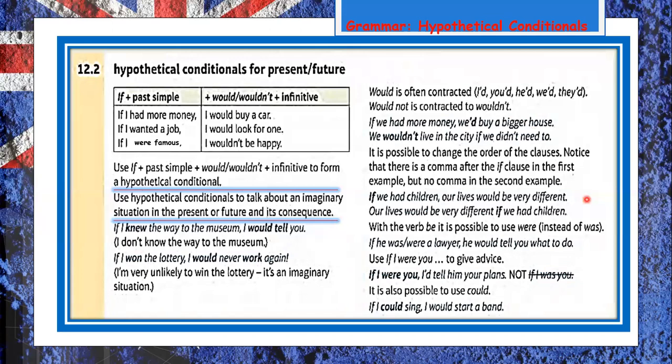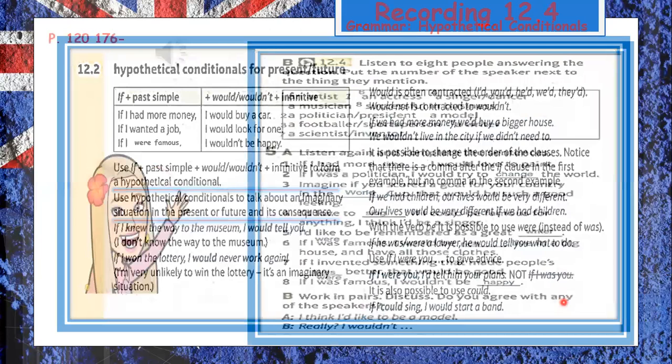With the verb to be, it is possible to use were instead of was. For example, if I were a lawyer, I would tell you what to do. If I were you, is used when you want to give advice. For example, if I were you, I'd tell him your plans, and don't use was. It is possible to use could. If I could sing, I would start a band. Now let's look at some examples.